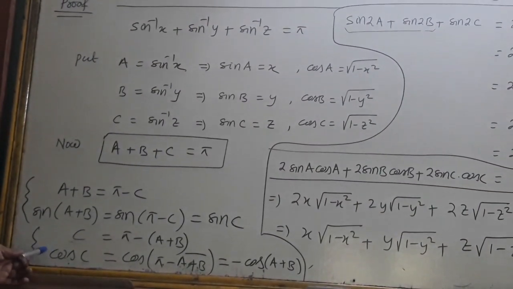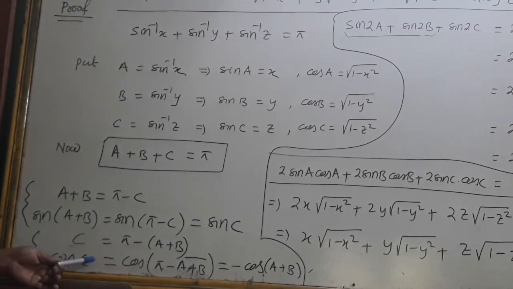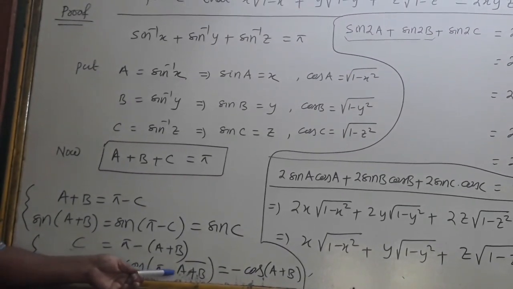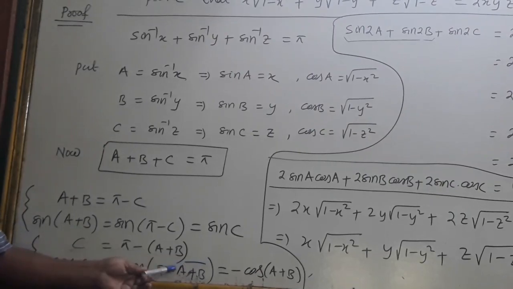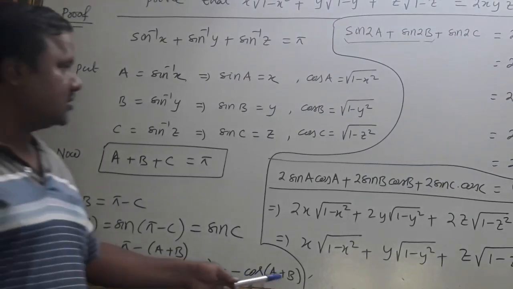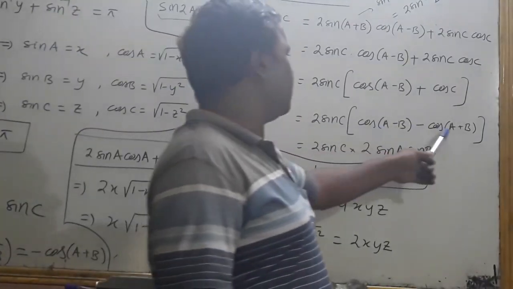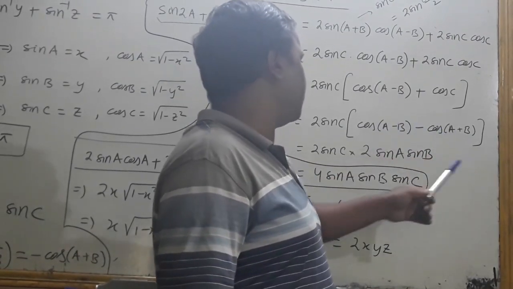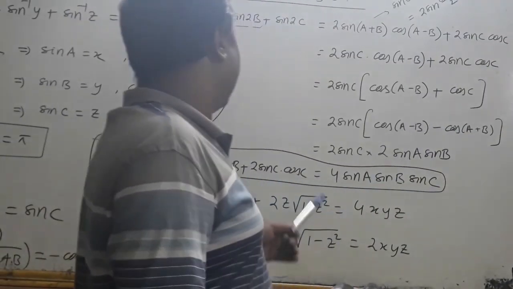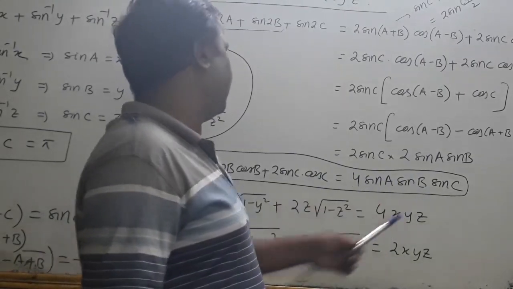I want to find cos C, taking cos on both sides. Cos(180 minus theta) is minus cos theta, so that is minus cos(A plus B). Then cos(A minus B) minus cos(A plus B) is 2 sin A sin B. Now the result is 4 sin A sin B sin C.